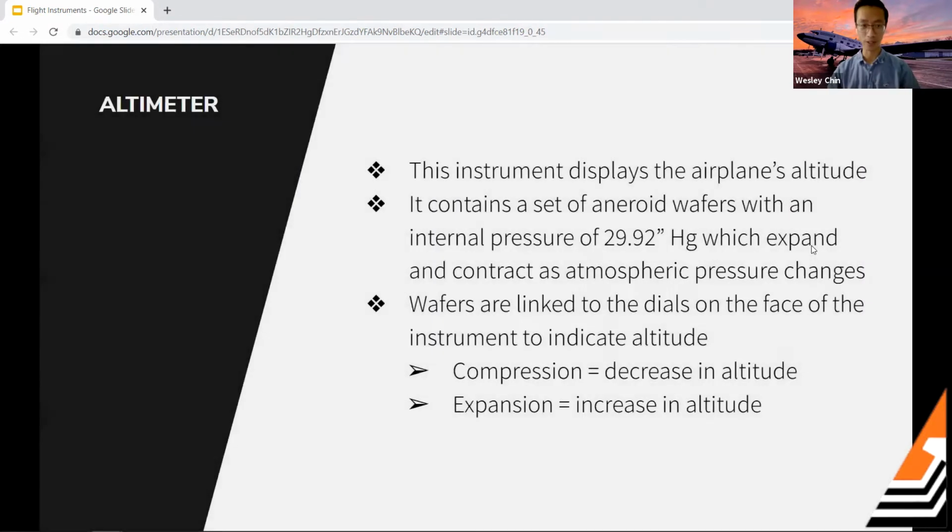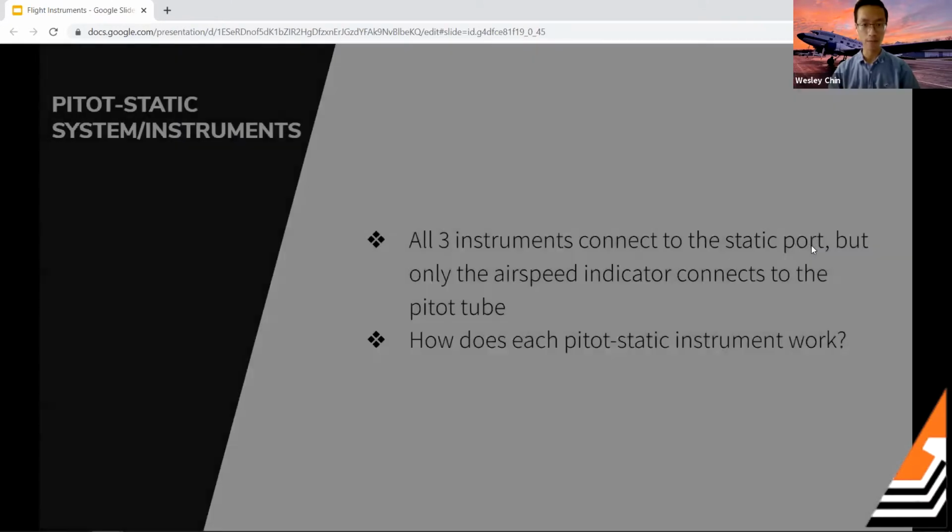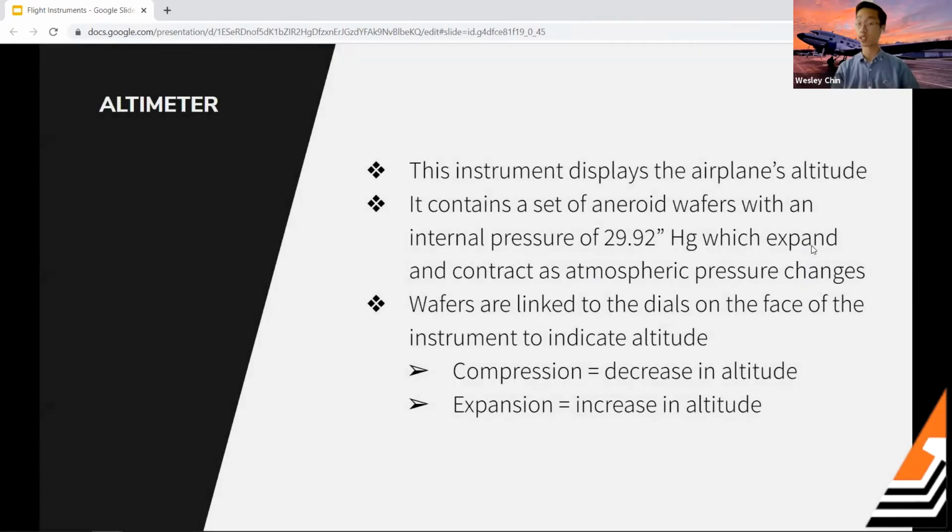All right. So where are we here? We'll get back to the first instrument, right? So we're going to talk about the altimeter first. Basically, this instrument displays the airplane's altitude. It's a certain type of altitude. We'll talk about that later, though.